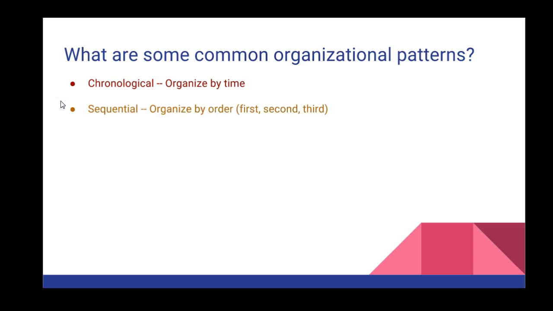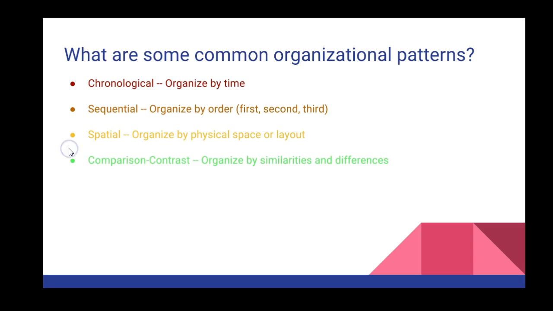We can organize by sequence, and it's very closely related to time. We can organize by order. First this happened, second this happened, third this happened. And this could be useful in doing instructions, technical writing, how to do something. We organize spatially. We describe the physical space or layout. This could be useful for technical writing, travel writing, all kinds of different implications.